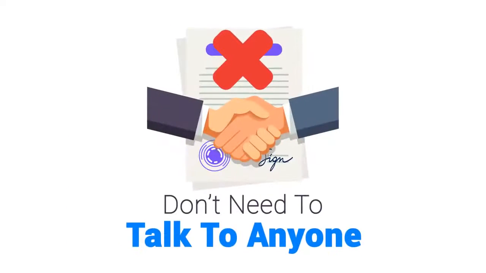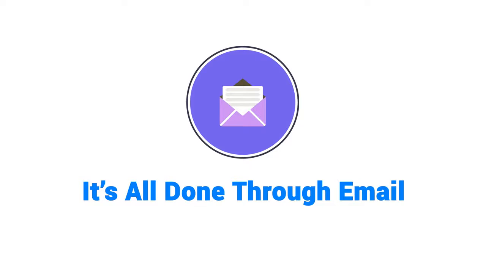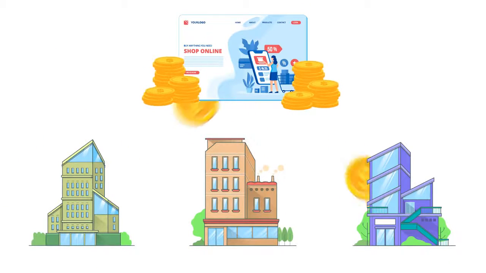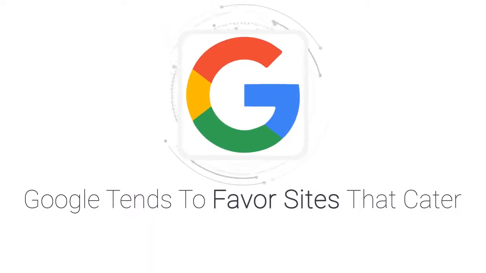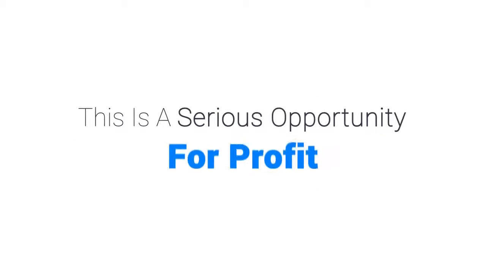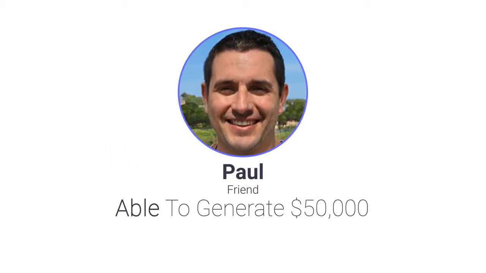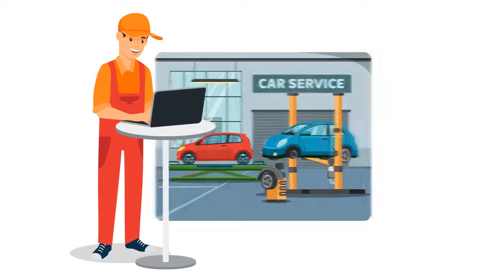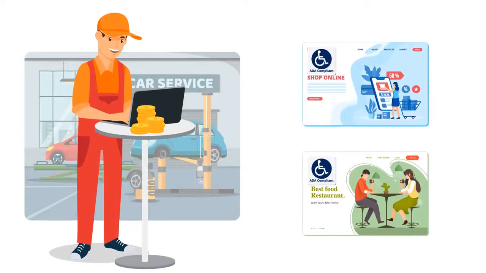You don't need to talk to anyone. It's all done through email. Service and profit from the $650 billion disabled market. It's a known fact that Google tends to favor sites that cater to the accessible market. Plus, as you've already heard, this is a serious opportunity for profit too. An early user, as I previously mentioned, one of our users was able to generate over 50,000 bucks in just 7 weeks, helping other businesses to get their sites ADA compliant.